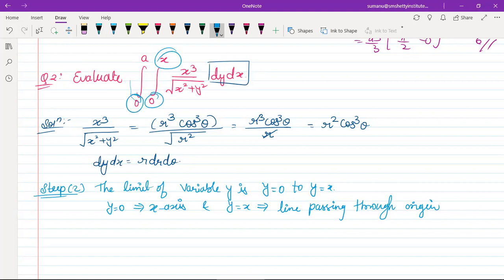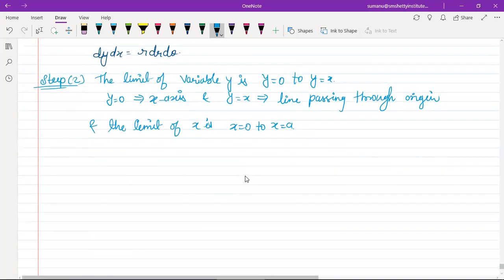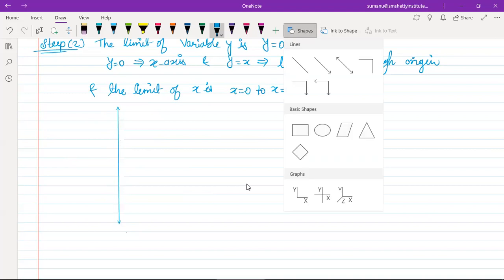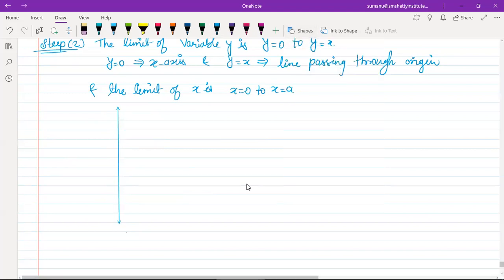So y is equal to x, it is going to be a straight line passing through origin. Okay, and what is this? Here, what 0 to 8 is the limit of which variable? And the limit of x is equal to 0 to x is equal to 8. Now you simply have to draw the diagram. How many of you drew it? Any confusion to anyone? What happened? Where you got stuck?